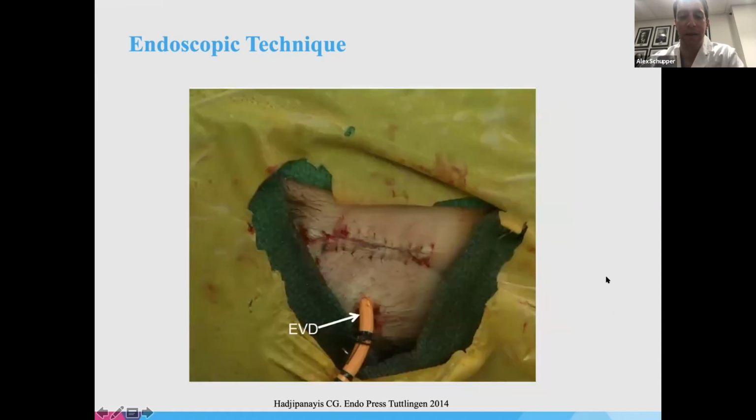So we often place an external ventricular drain, and we may drain the patient for 1 to 2 days after.